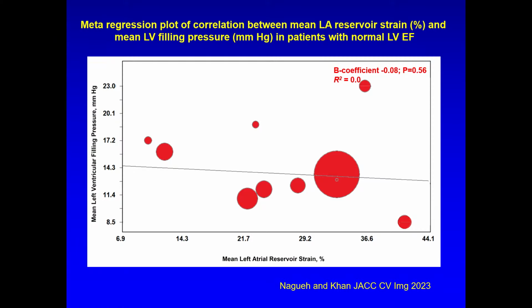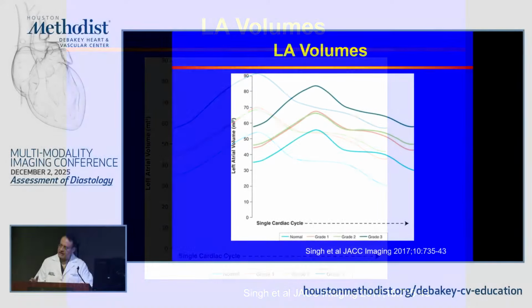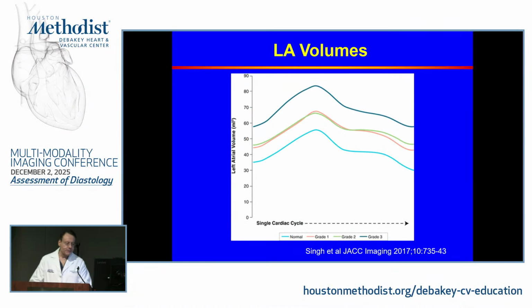Therefore, when one thinks of strain, you want to think of values that result in higher specificity. And that ends up being quite a low value for strain. 18% is the cutoff. Let's talk about atrial volumes, another signal recommended in the 2025 guidelines.